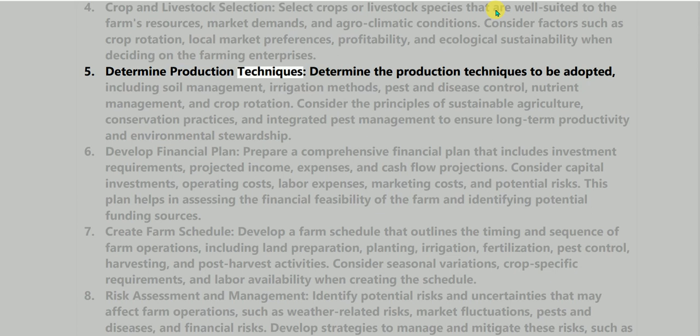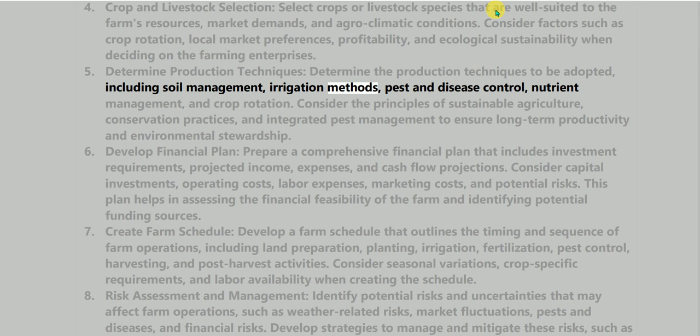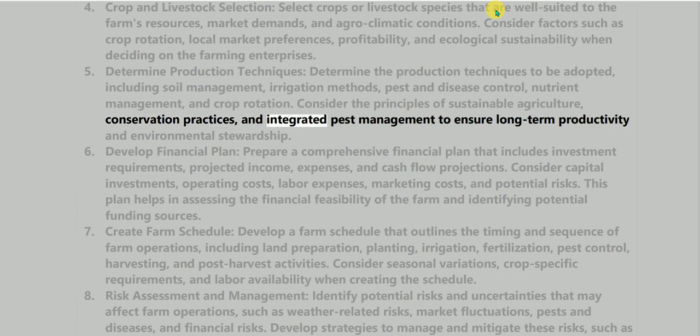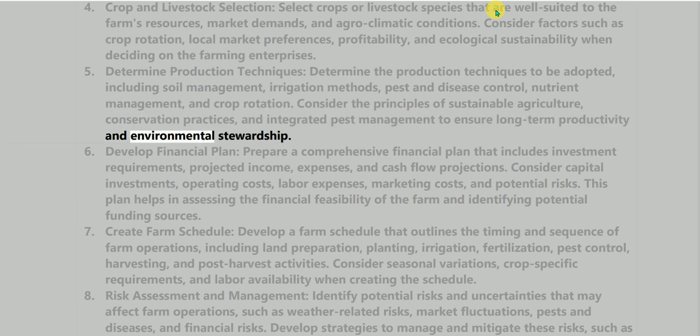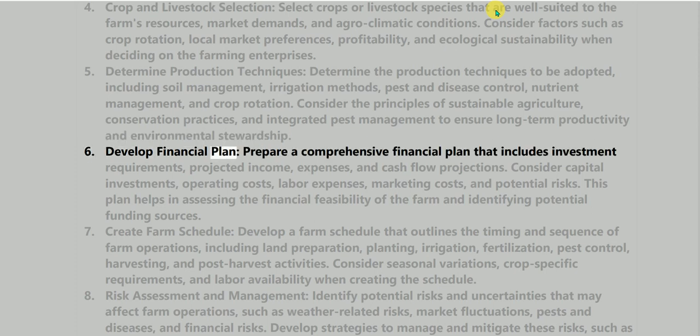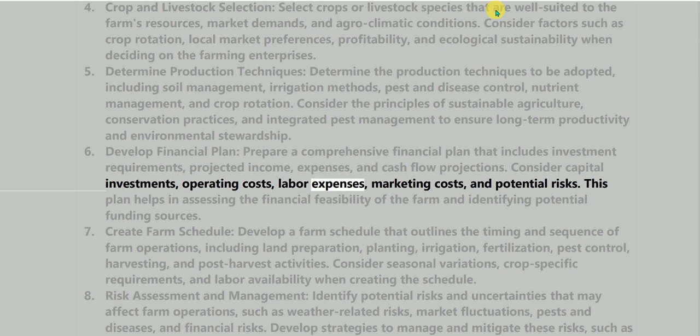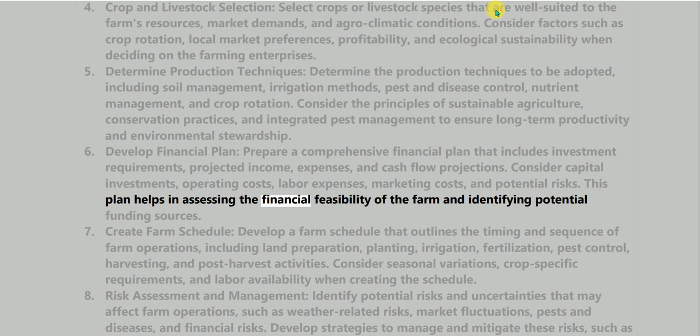5. Determine production techniques. Determine the production techniques to be adopted, including soil management, irrigation methods, pest and disease control, nutrient management, and crop rotation. Consider the principles of sustainable agriculture, conservation practices, and integrated pest management to ensure long-term productivity and environmental stewardship. 6. Develop financial plan. Prepare a comprehensive financial plan that includes investment requirements, projected income, expenses, and cash flow projections. Consider capital investments, operating costs, labor expenses, marketing costs, and potential risks. This plan helps in assessing the financial feasibility of the farm and identifying potential funding sources.